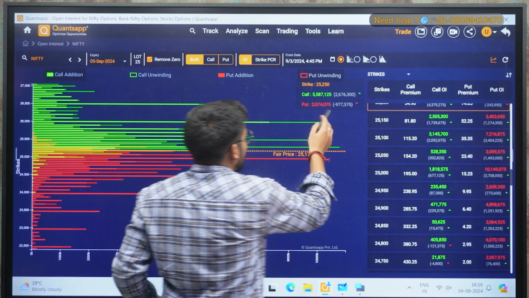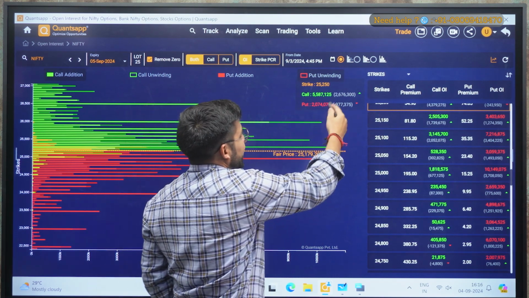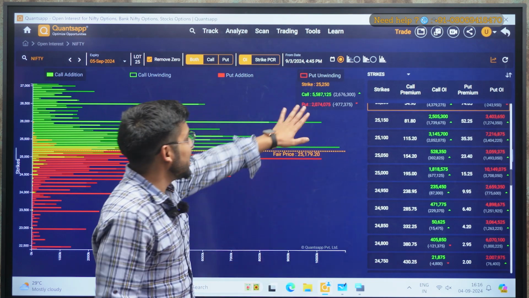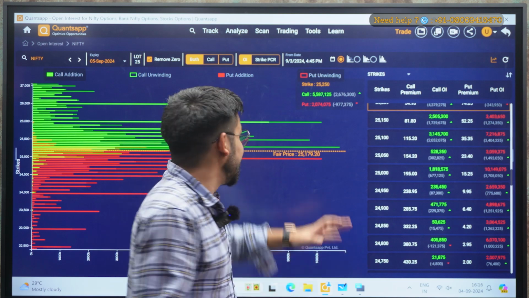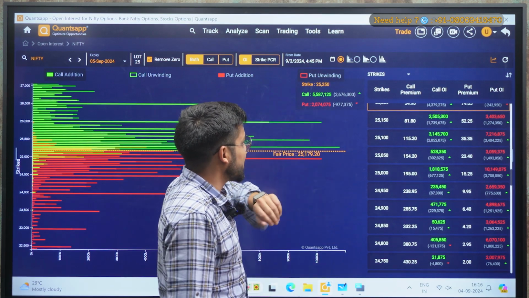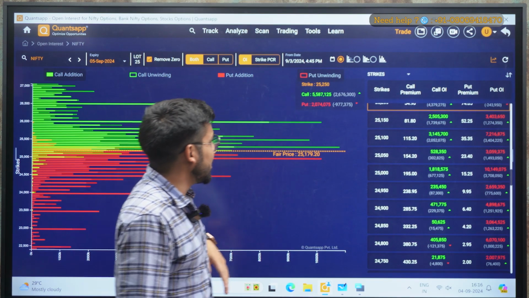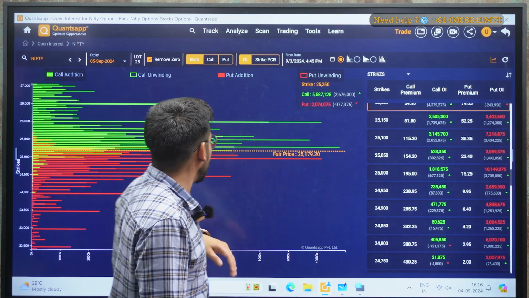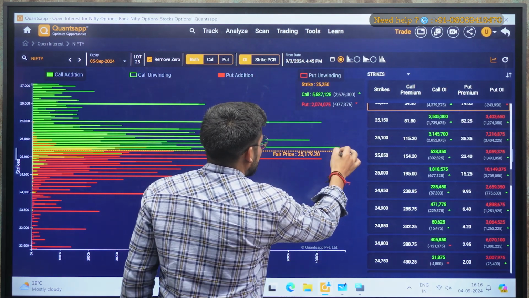At the same strike price, you can see there are certain put sellers also, and there has been a negative change. It means the sellers who have sold put are exiting their positions. Approximately 9 lakh put sellers have exited their positions. So this is how you can get an idea that this is the resistance here.